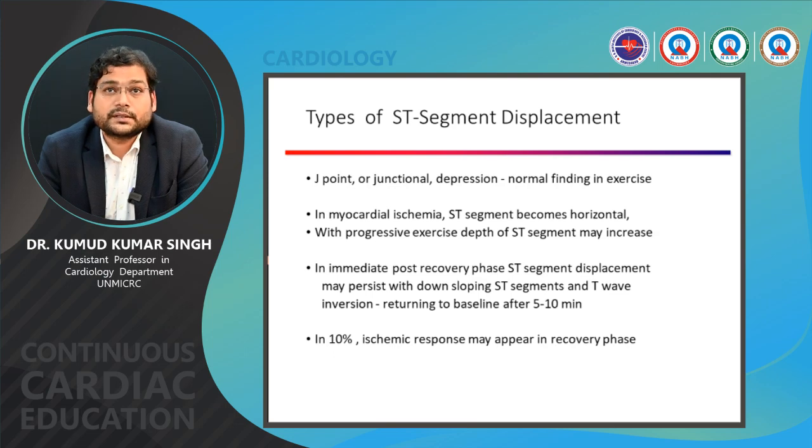So, the types of ST segment displacement. J point depression is a normal finding in exercise. In myocardial ischemia, the ST segment becomes horizontal. With progressive exercise, the depth of the ST segment depression may increase. In the immediate recovery phase, the ST segment displacement may persist with downsloping ST segments and T wave inversion, returning to the baseline after 5 to 10 minutes. In 10% of patients, the ischemic response may appear only in the recovery phase.